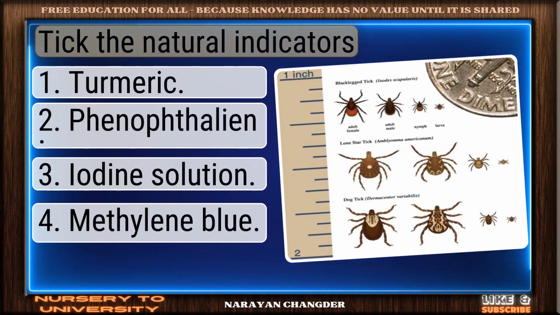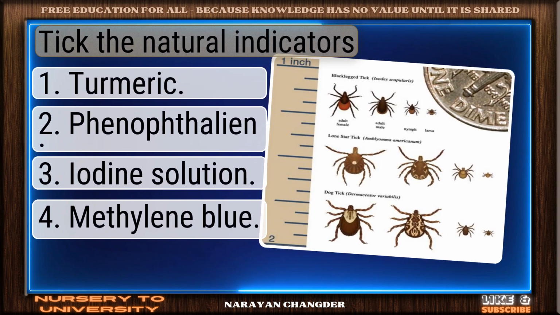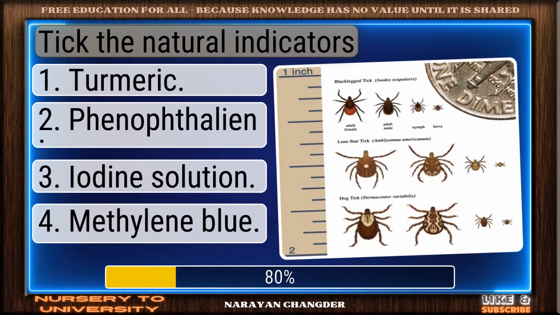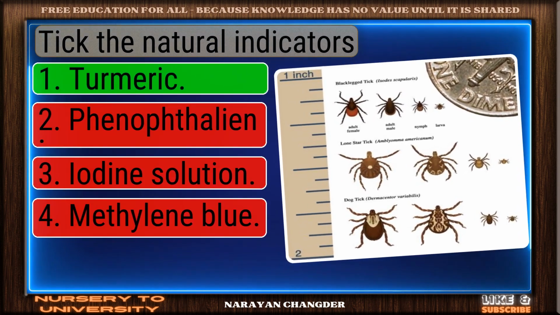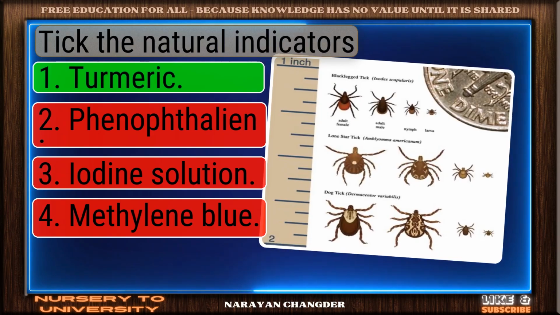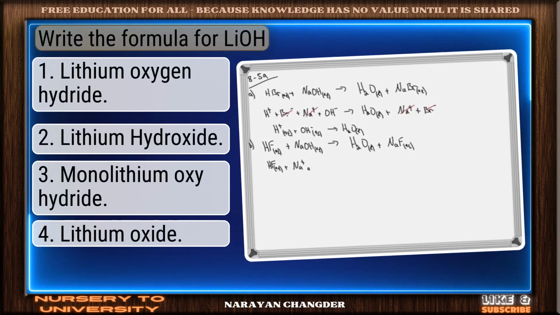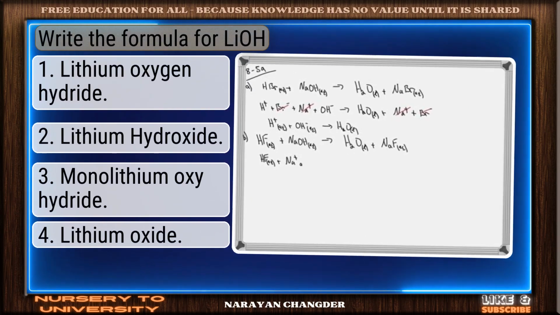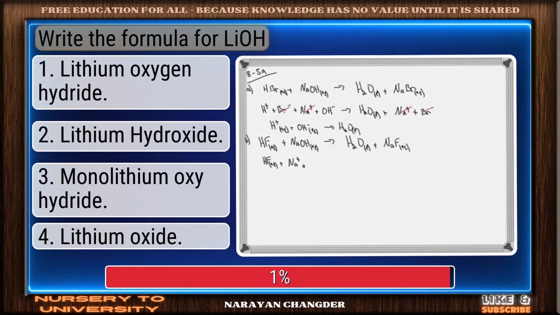Question number 190. Tick the natural indicators. Exactly. Turmeric makes sense, and it is the right choice. Question number 191. Write the formula for lime.